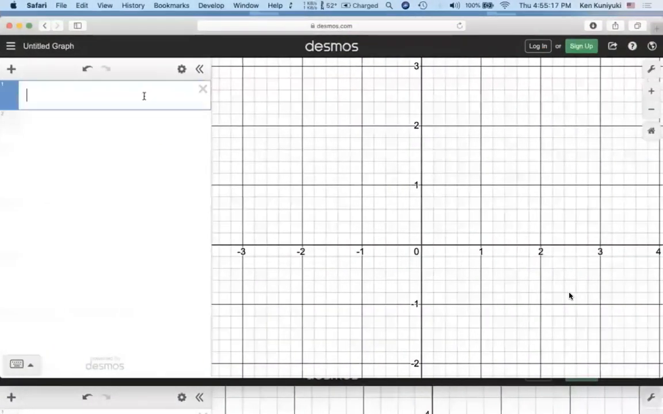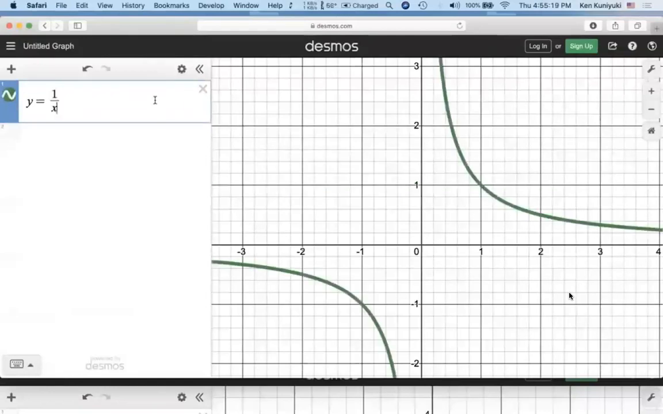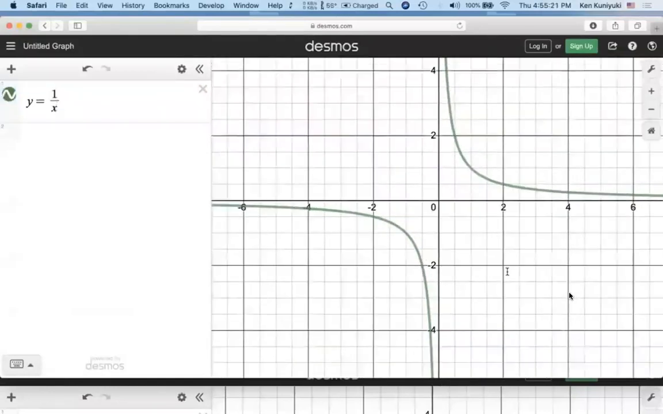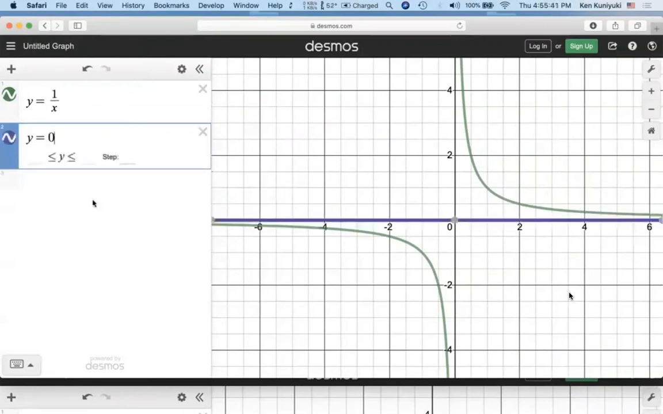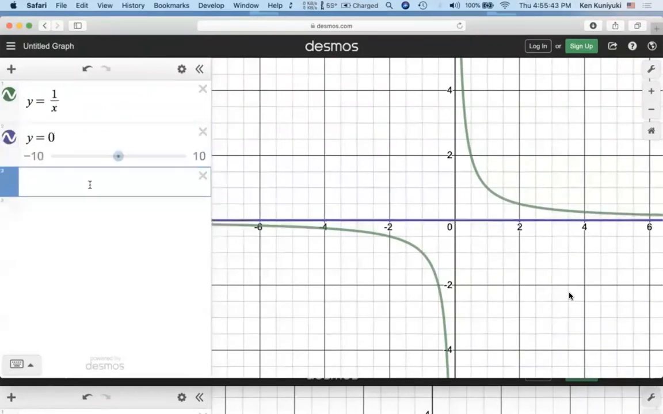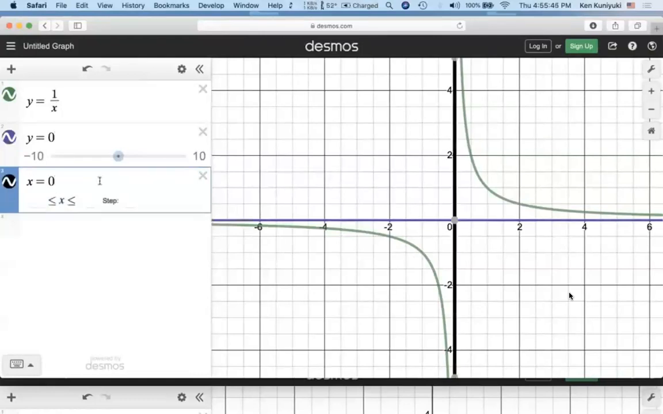You go to Desmos, y equals 1 over x. And if you remember your Algebra 2 class, this is a conic section. Which conic section is it? It's not a circle. It's not an ellipse. It's not a parabola. It's a hyperbola with the axes at the coordinate axes. Here are the axes. An HA at the x-axis, y equals 0, and a VA at the y-axis, given by x equals 0. These should be dashed though.